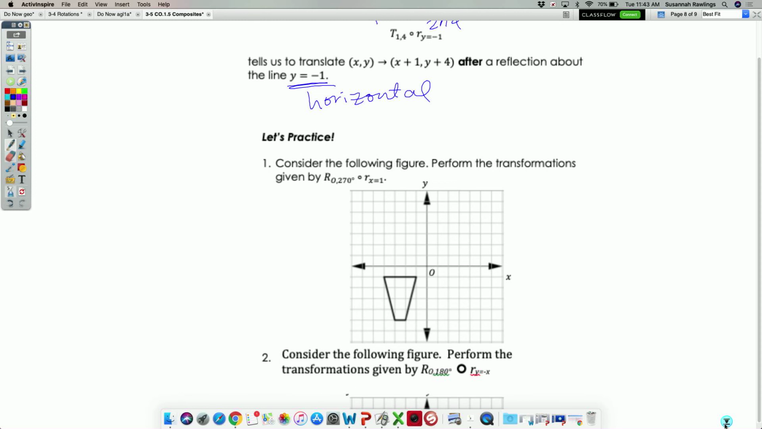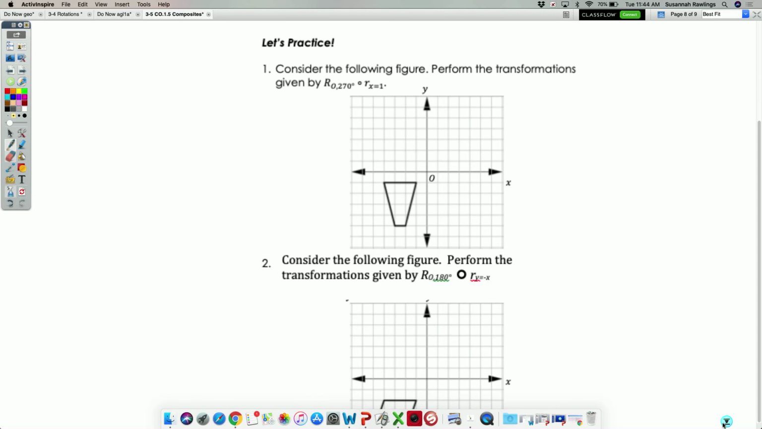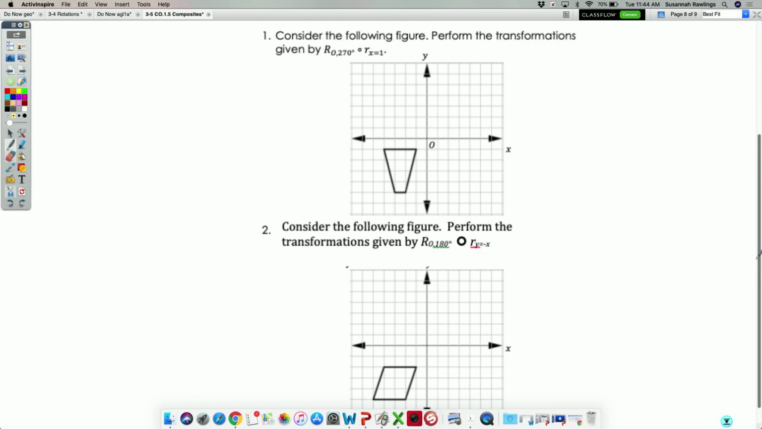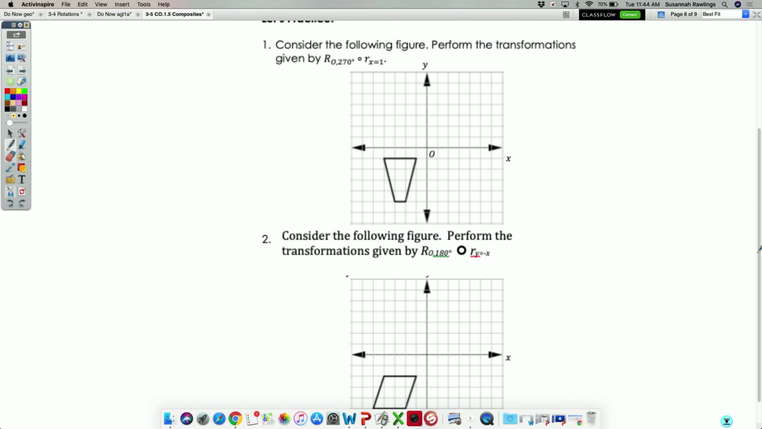Alright, so let's read this one. What would my order tell me to do here? Someone raise your hand. What does that first one tell me to do? Go ahead, Ashley. Rotate. Good to have a big R, and it also has degrees, which is a good hint. So this is going to be rotating how many degrees?